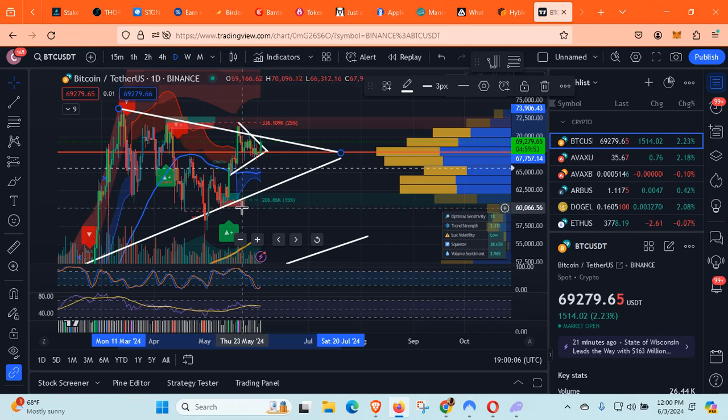So I think 60K is a really important region to hold, I would say right here. If we lose this here, then yeah, it could get a little bit rough. But again, I'm not going to go into that because I personally believe that is a lower percentage of that happening. So how am I trading this?